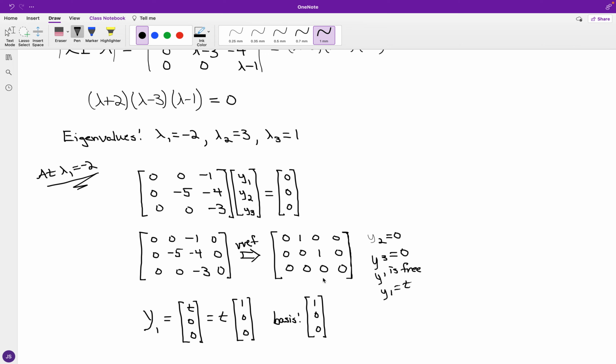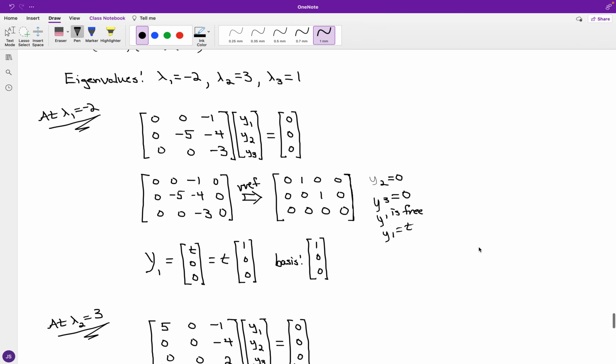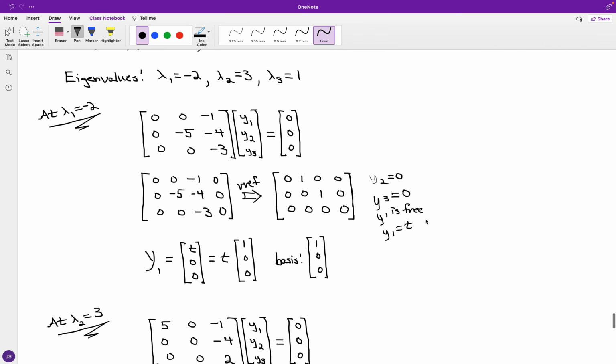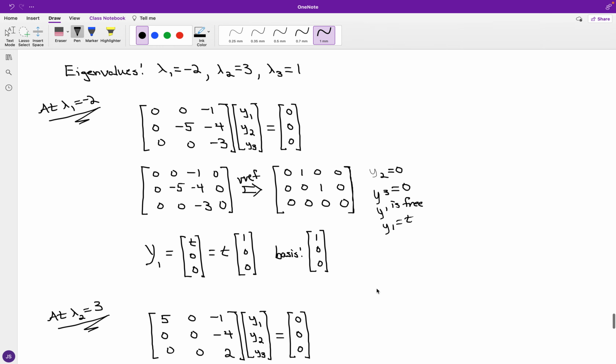And since the first column consists of only 0, this signals that y sub 1 is going to be free. And so we're going to have that y sub 1 is equal to t. And so for the first eigenvector, we have t, 0, 0, and factoring out t, the basis of the first eigenvector is 1, 0, and 0.